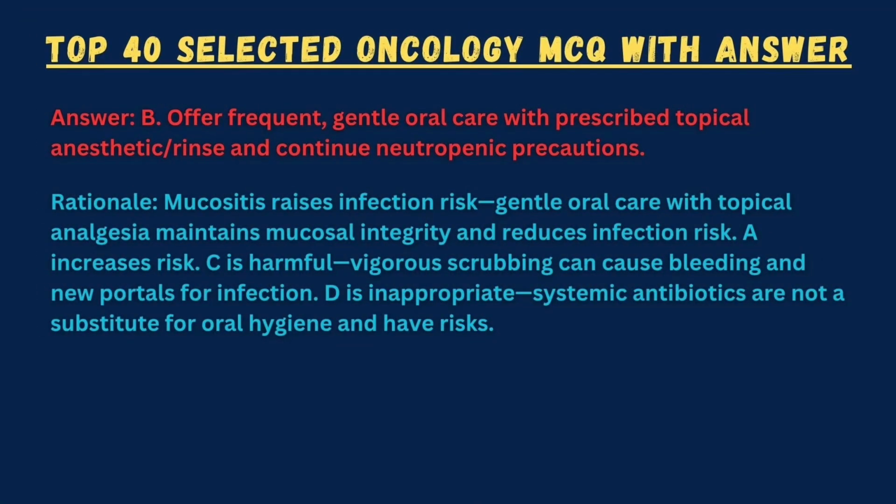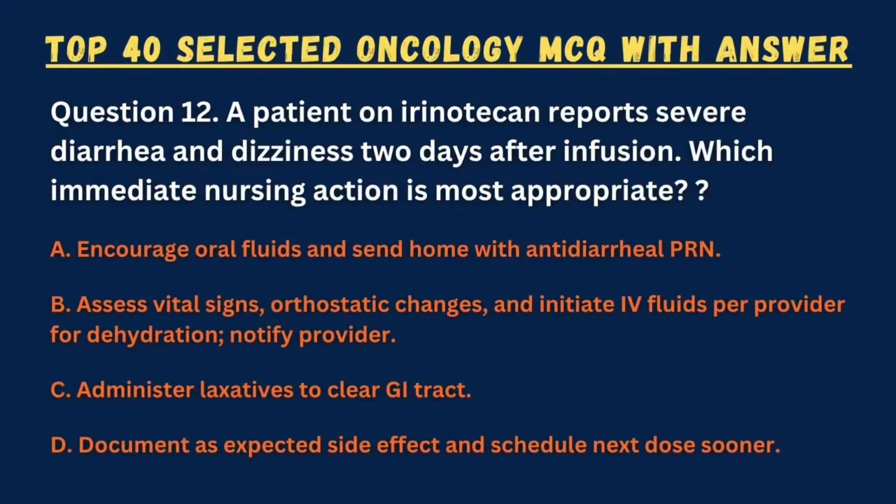Answer. B. Offer frequent, gentle oral care with prescribed topical anesthetic or rinse and continue neutropenic precautions. Rationale. Mucositis raises infection risk. Gentle oral care with topical analgesia maintains mucosal integrity and reduces infection risk. A increases risk. C is harmful. Vigorous scrubbing can cause bleeding and new portals for infection. D is inappropriate. Systemic antibiotics are not a substitute for oral hygiene and have risks. Question 12.